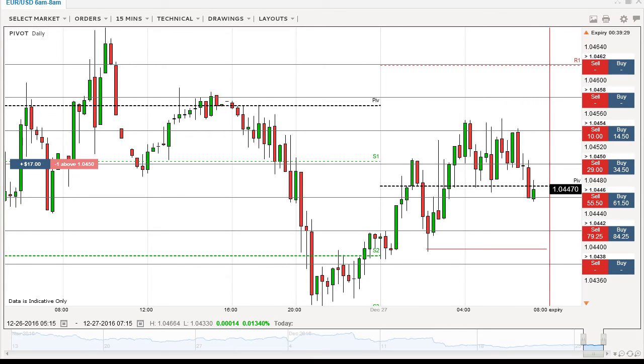And over here on the binary chart, you can see it's right at that pivot line that I told you about earlier. So this is going to be an important bar as to whether it stays below this pivot line or if it closes above. If it closes above, I'm going to just close the position.